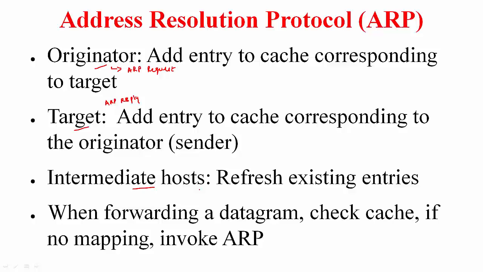So all this is what is captured here. The originator, which is the generator of ARP request, will add the entry corresponding to the target, and the target will add a cached entry corresponding to the originator, and the intermediate host, only if they have the entries, will refresh, otherwise they will ignore the ARP request. And whenever it comes to forwarding a datagram, you just check cache to see if there is an entry. If there is an entry, you will use that entry to forward that particular packet. If there is no entry, you are going to invoke ARP to populate that entry.